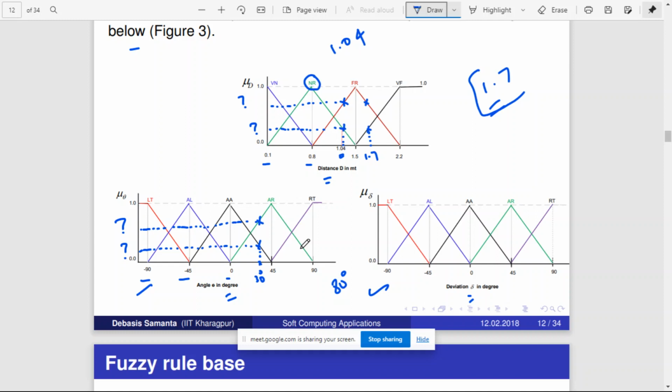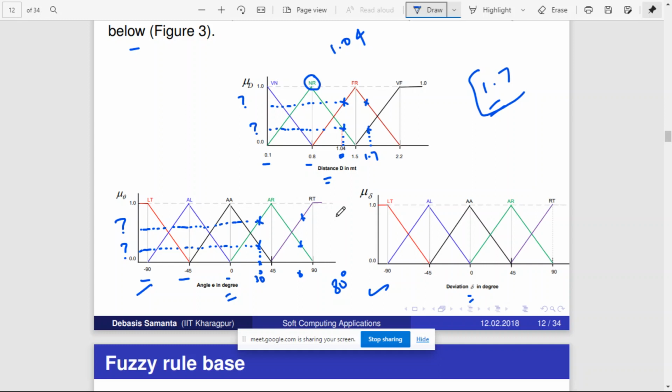Yeah, so 80 will come here. So it may intercept here and it may intercept here. So it may take either ahead or ahead right, depending on the membership value, right? Okay, so this is how that statement was defined. I think it is clarified now.